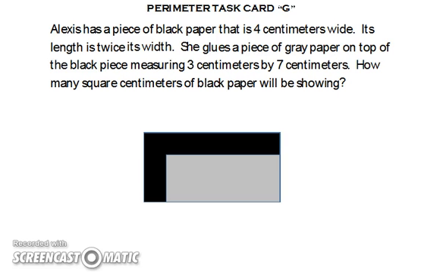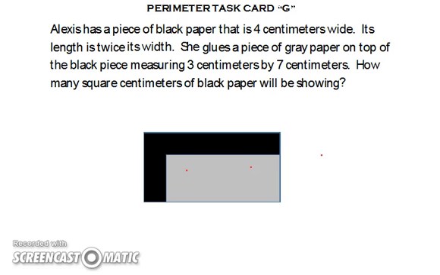Okay, now we're on task card G, and it says that Alexa has a piece of paper that is 4 centimeters wide, and its length is twice its width. So she glues a piece of gray paper on top of the black piece of paper, and the gray paper measures 3 centimeters by 7 centimeters. How many square centimeters of black paper will be showing?